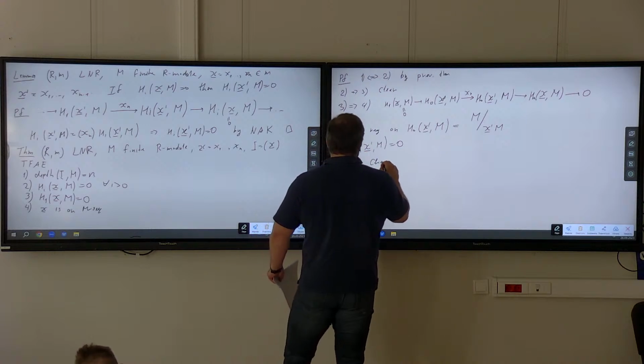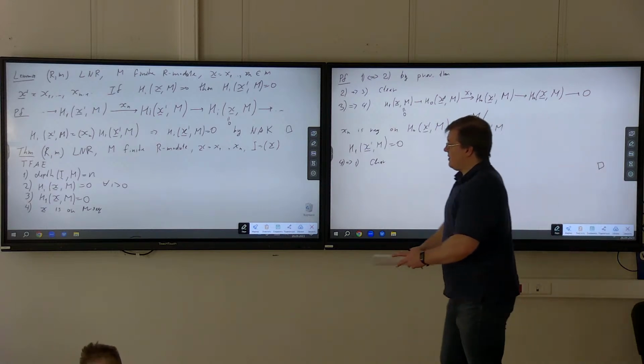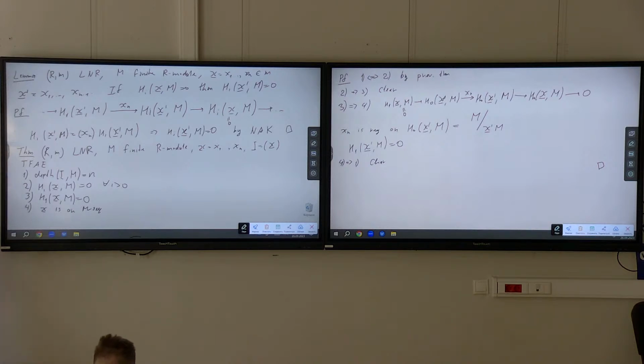I want to say this is again clear, right? Maybe I say a sentence why this is clear. Well, if you know that this is a regular sequence, you want to say the depth is n. Well, this whole regular sequence generates the ideal. Clearly, this is maximal. We can't put anything more. So we have a maximal M sequence in the ideal I, and this maximal sequence has length n. So the depth is equal to n.